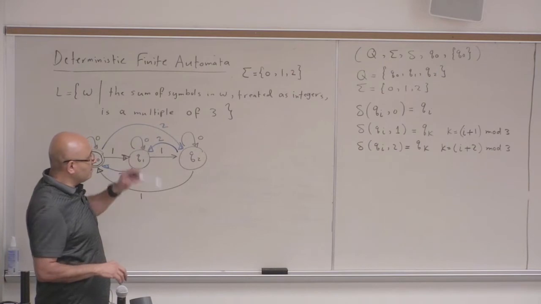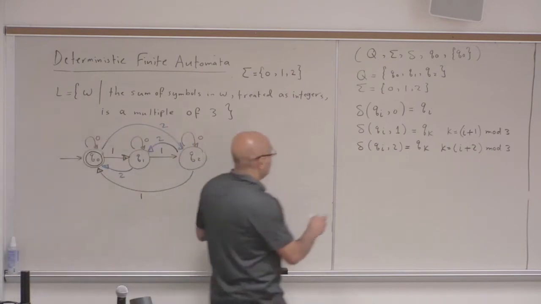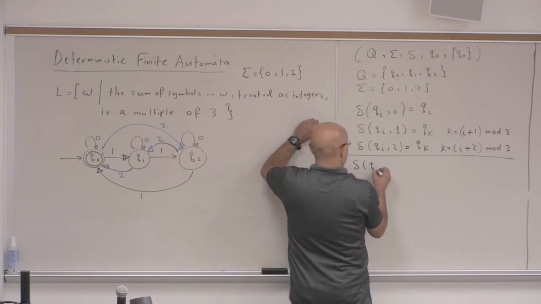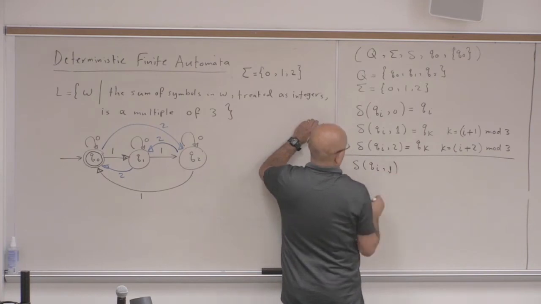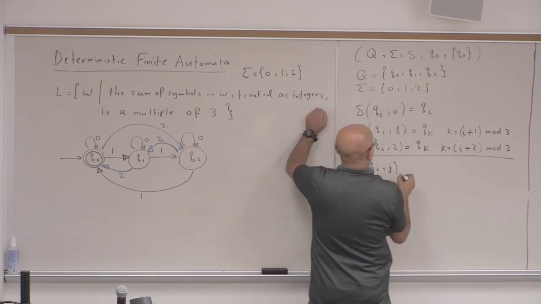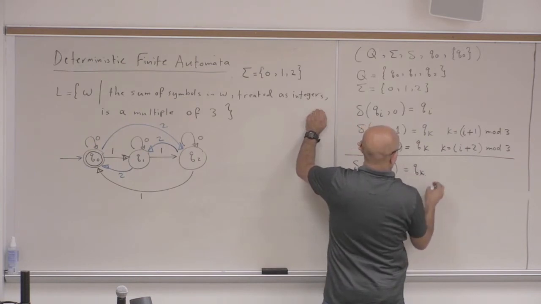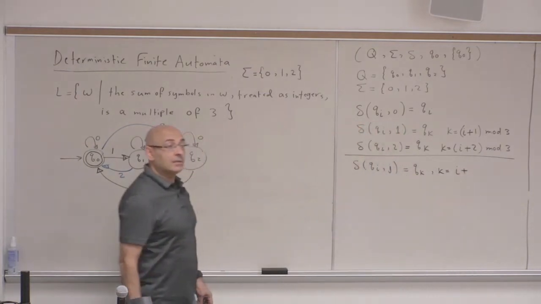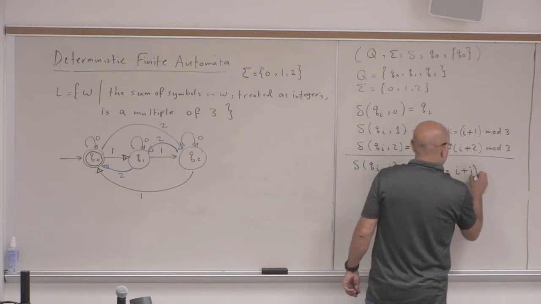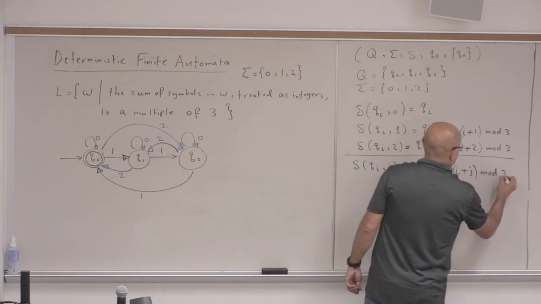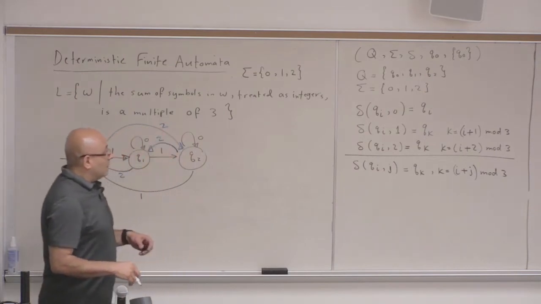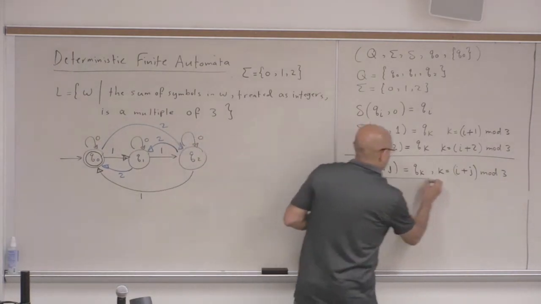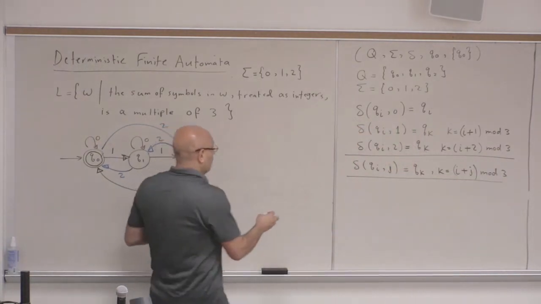Okay, in fact, I can write it more concisely. I can do one rule: delta of Qi and j, where j is one of the symbols in the alphabet, equals Qk, where k equals what? i plus j mod 3. Okay? So this is one rule.